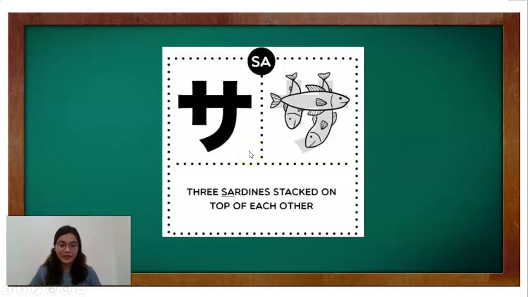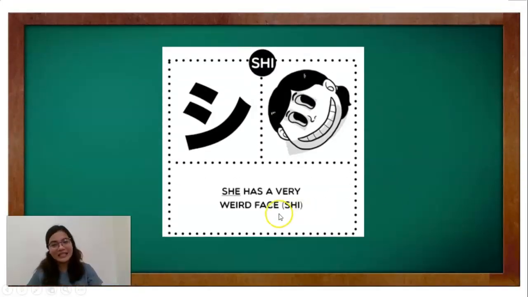And next, this is Sa. So Sa, think of 3 sardines stacked on top of each other. So Sa as in sardines. Okay, next, shi. Think of she. She has a very weird face. So shi as in she.